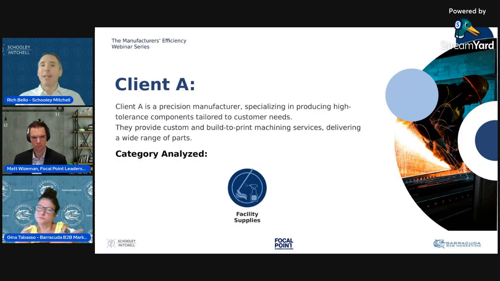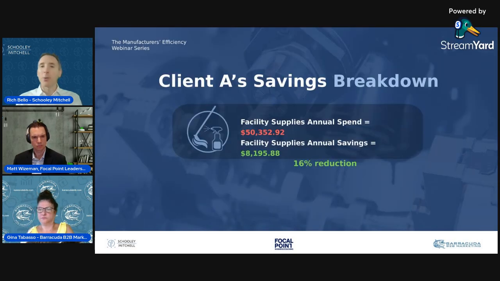To that point, I have a couple of examples of how we've worked with clients in the manufacturing space in reducing their facility supplies expenses. Client A, you could read the details about them, precision manufacturing, doing custom build-to-print machining services and a wide range of different parts. We looked at their facility supplies. They were spending over $50,000 a year on various supplies, and we were able to find them over $8,000, so 16% in savings with those costs.